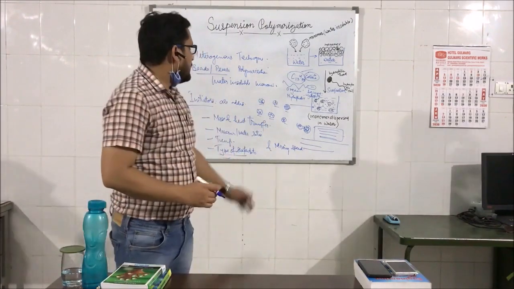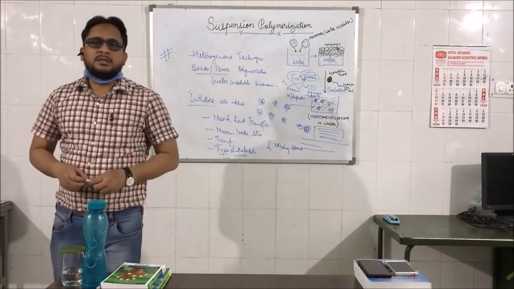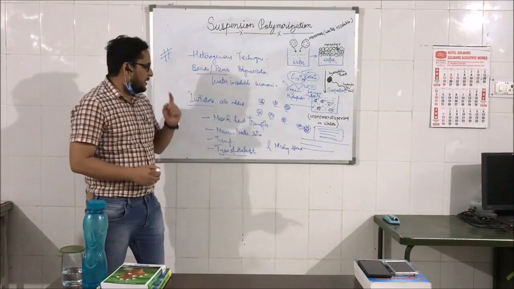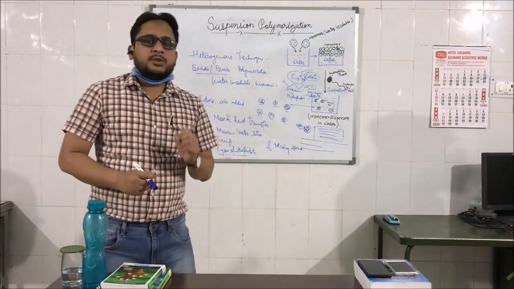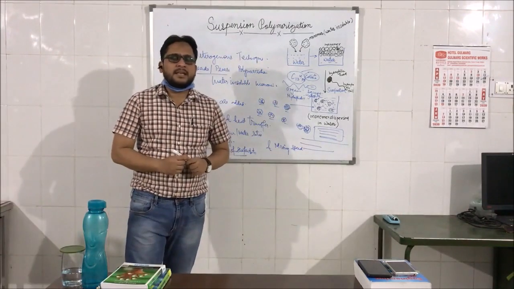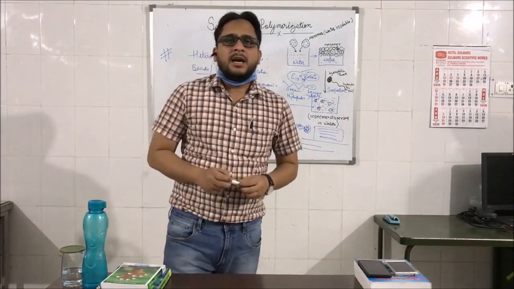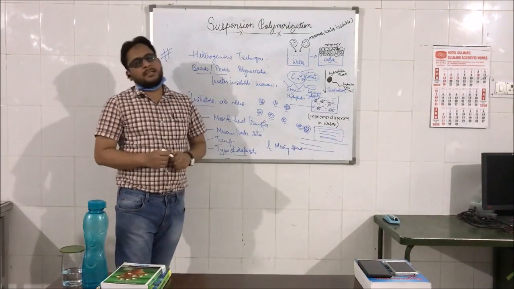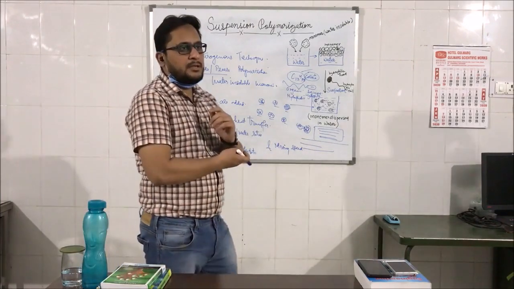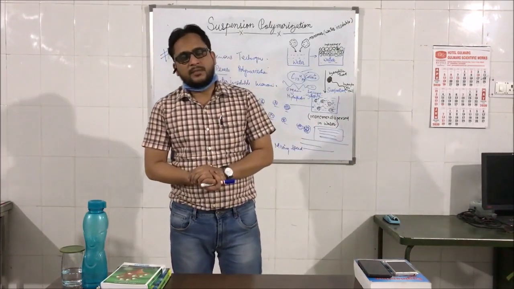I hope you understand this concept of suspension polymerization, its advantages, and what it is used for. At last I would like to tell you that this type of polymerization is used for the production of polystyrene beads. It is also used for styrene divinyl benzene beads and polyvinyl acetate beads. With this, I would like to finish, and my next topic will be emulsion polymerization, which is also a type of heterogeneous polymerization technique. Thank you very much.